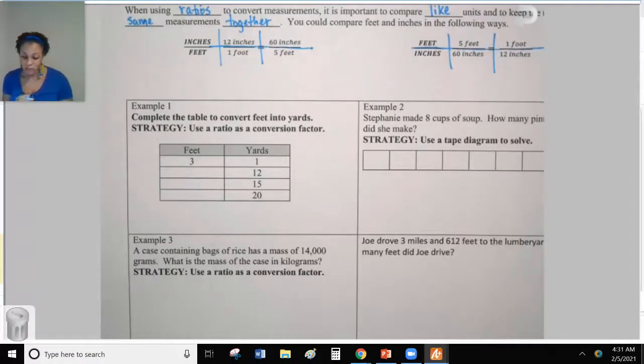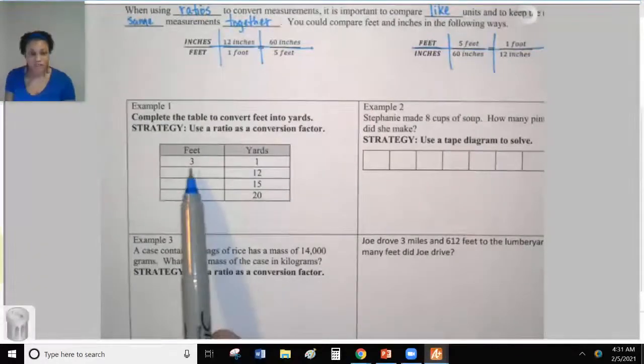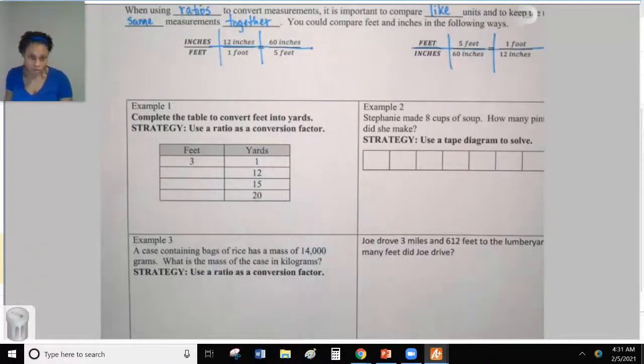So they gave us a ratio of 3 feet to 1 yard. And this is a ratio table. Okay, so 3 feet to 1 yard. How could you do this? So there are several ways that I could do this. We could just multiply down.